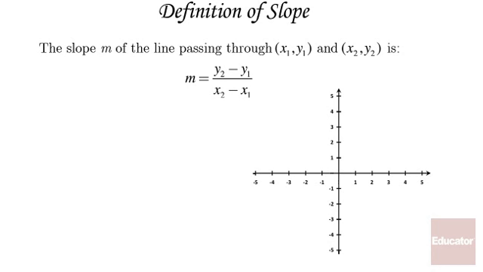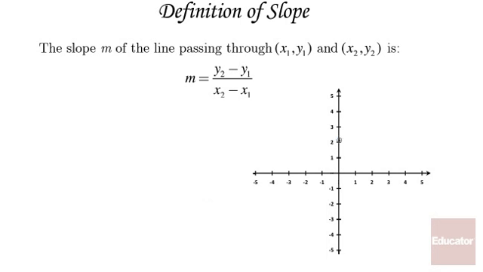Recall the definition of slope. The slope m of the line passing through a point x1, y1, and another point x2, y2 is given by the slope equals the change in y over the change in x. So the change in the y coordinates over the change in the x coordinates. Therefore, if you have any 2 points on a line, you can use that to find the slope.